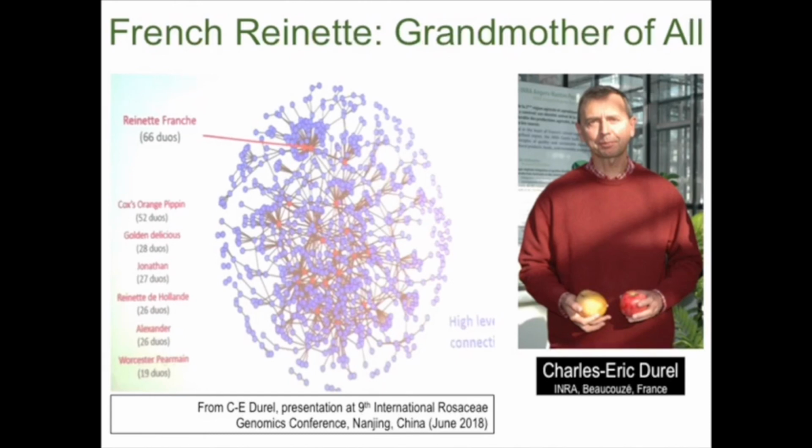So here's Charles-Éric Durel, who talked in a conference, and this is me taking a photo of his slide in China last year, and then he said, yeah, you can use it. But it turns out, Reynette Franche, as he says, because he's French, French Reynette comes up as being just so many things are descended or a grandkid from there. And I'll bring that one up again.